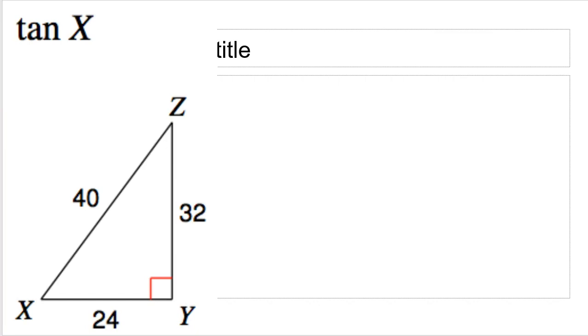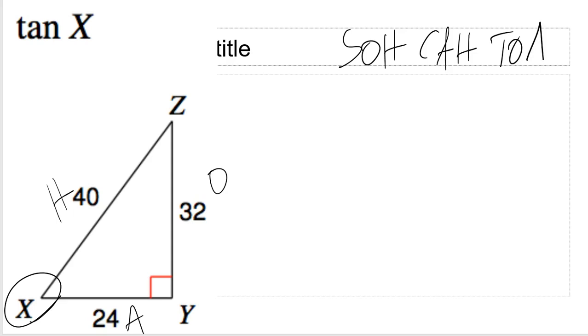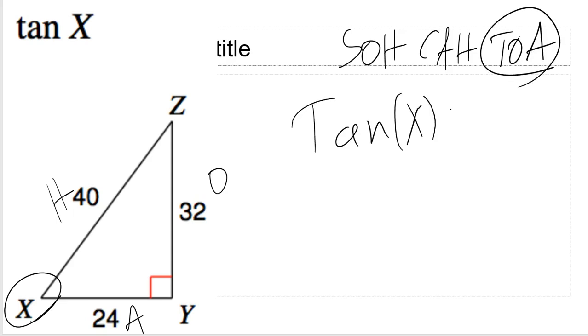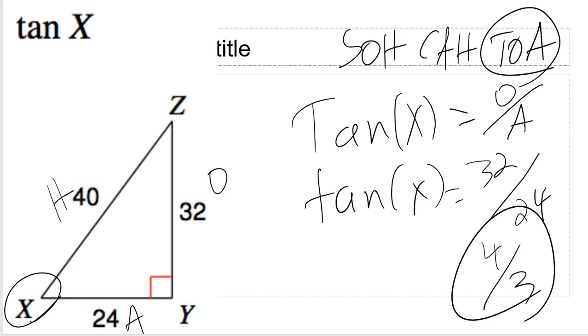Alright, tangent of X. I circled X and labeled everything. This is H, this is O, and this is A. So SOHCAHTOA: tangent of X equals O over A. O is 32, and A is 24. They're probably going to want you to reduce that. Those are reducible by 8, so that's 4 over 3, and that's good enough. I would probably be fine with both of those, but just letting you know.